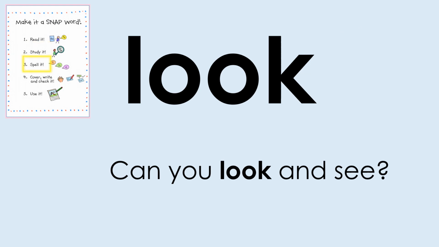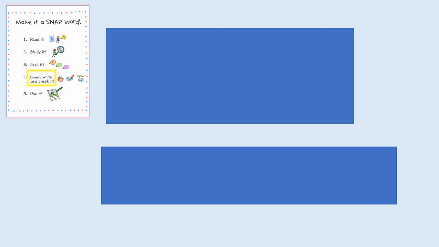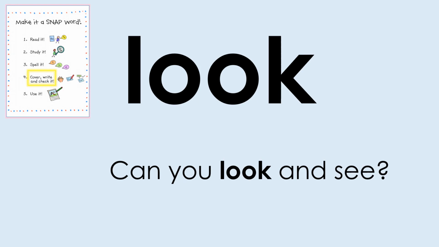Let's get ready to spell this word. L, O, O, K. Look. Take a picture. Look. L-O-O-K. And now it's time for you to write it on your own. How can you spell the word look? Let's check it. L-O-O-K. Look. Remember, you can always go back and try it again if you make a mistake.